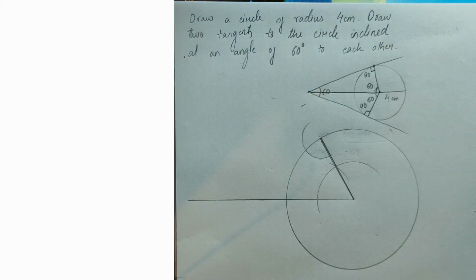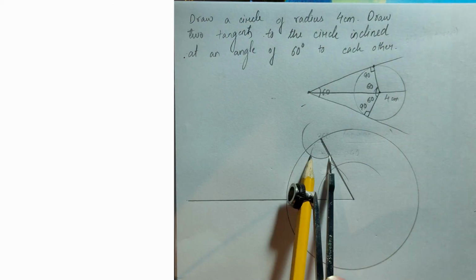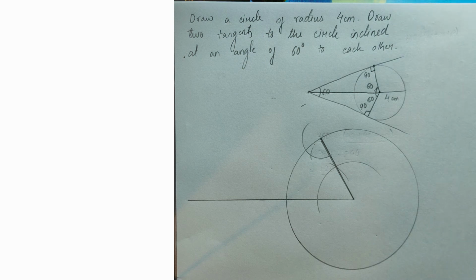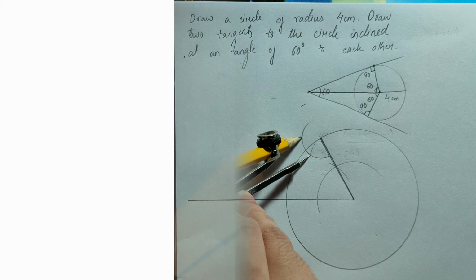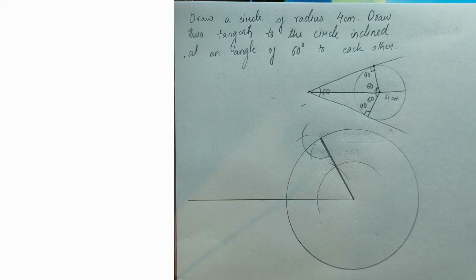First we will draw an arc. Then from the point of intersection of the arc and the main line, we will draw another arc such that it cuts the main arc just like 60 degrees. So it will look something like this. Now from the point of intersection of the two arcs, let us draw another arc such that it intersects the main arc without changing the length of the compass, and it will look something like this.